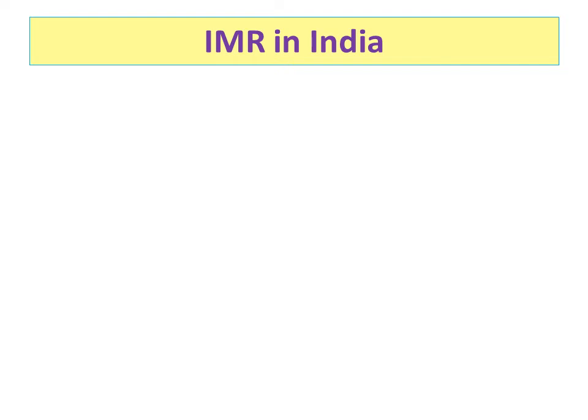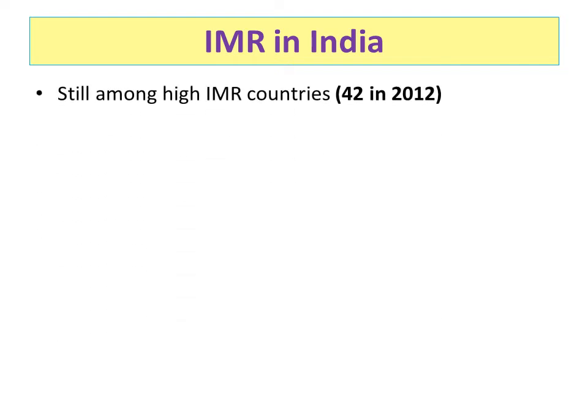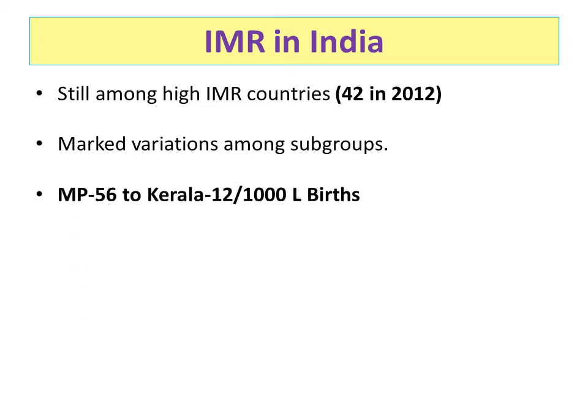The scenario of infant mortality in India. India is still among the high infant mortality rate countries. There are marked variations among states in India, among rural and urban areas, and among various socio-economic levels. It ranges from a low in Kerala to a high in Madhya Pradesh. Within states also there is rural-urban variation.